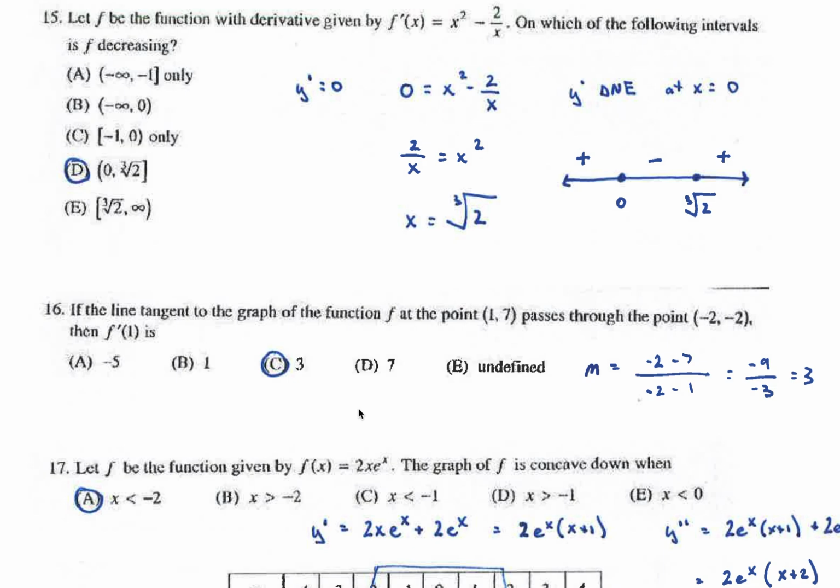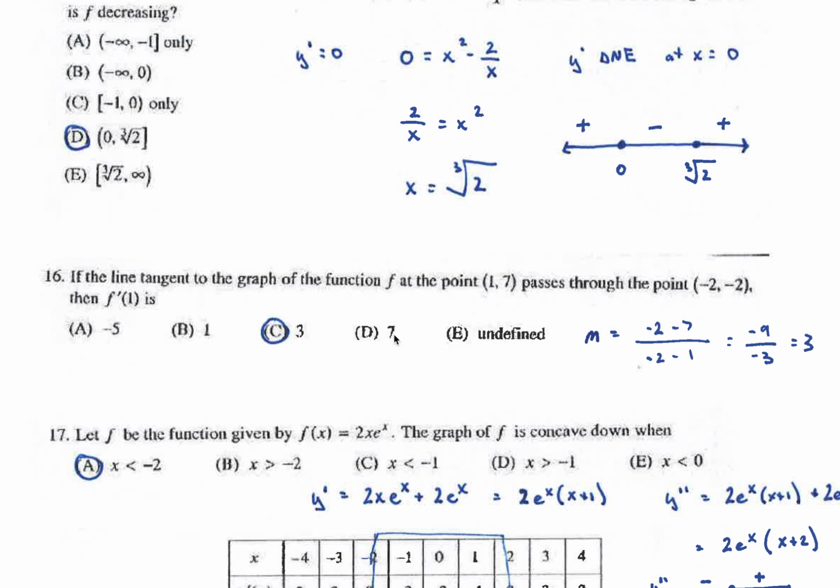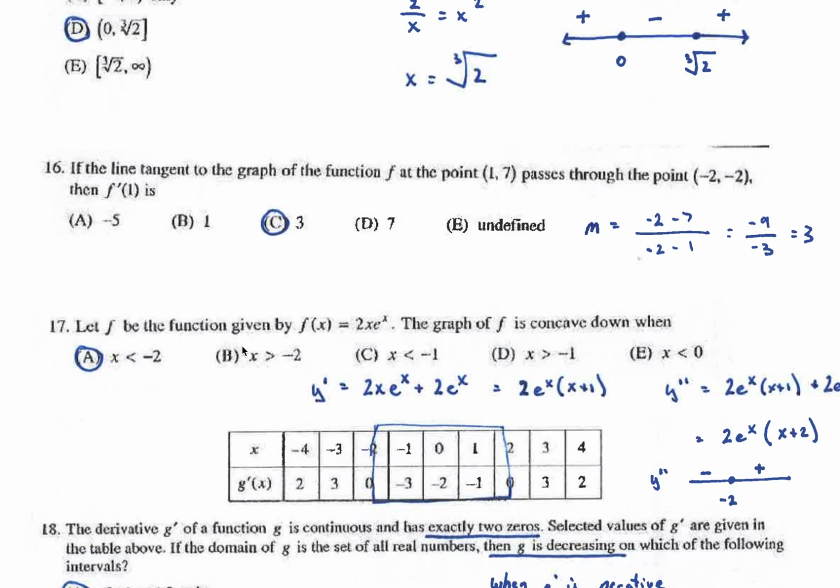The line tangent to the graph at the point passes through this point, then f prime is this. Okay, so I just found the slope. And that one's pretty easy. Remember the line tangent to the graph at that point. Okay, that's not bad, right? Don't overcomplicate that. It's kind of just algebra.